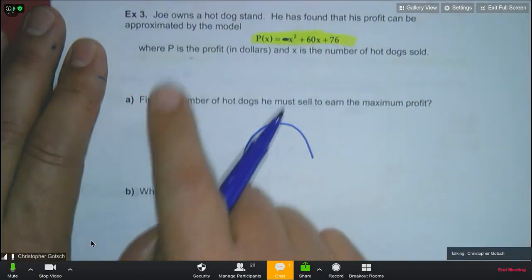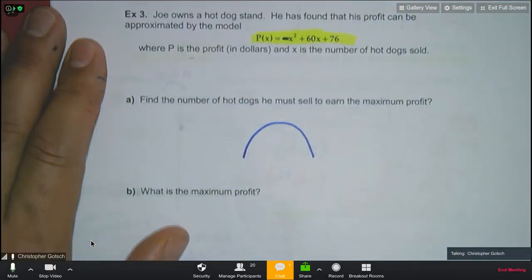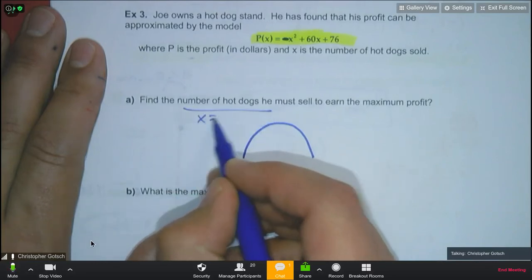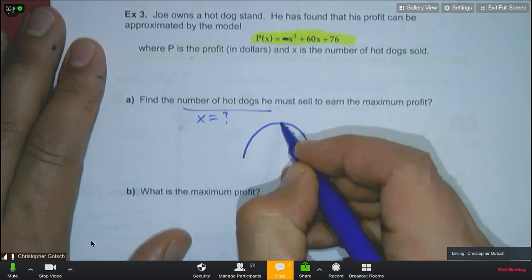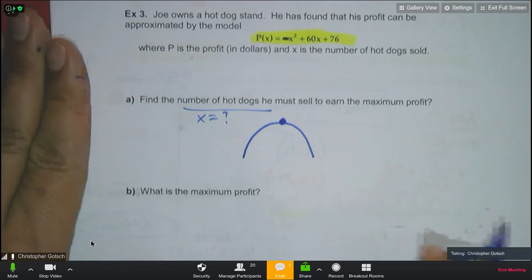P is your profit in dollars and X is the number of hot dogs sold. Find the number of hot dogs he must sell, so find X, to earn that max profit. Again, I want to find this point here. I could do the axis of symmetry, negative b over 2a, right away and be done, or let's practice graphing this thing.